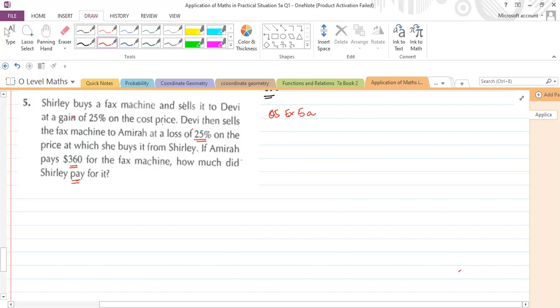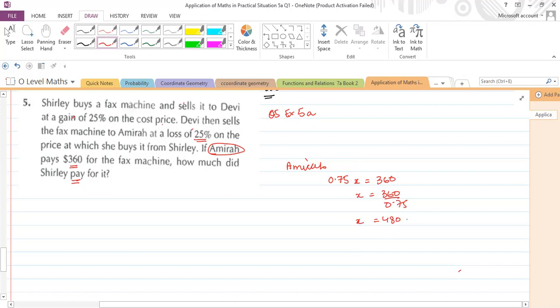Such questions are always solved in reverse. We will begin from Amara. Amara pays 0.75, or 75%, of an amount which amounts to 360. So you can see that x could be calculated as 360 upon 0.75, and this comes up to 480.